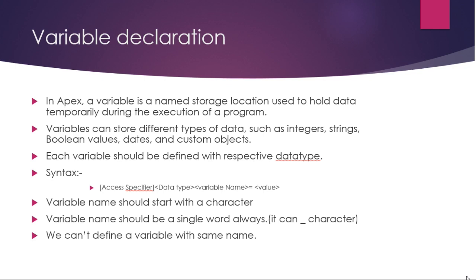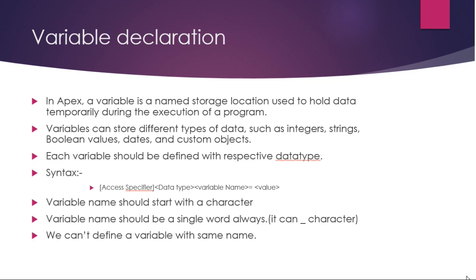So first one, we should start the characters with the variable definition. A variable should be a single word. We can use underscore as a special character. Suppose if you want to combine two words into a single word without giving space, you put this underscore special character instead of the space.